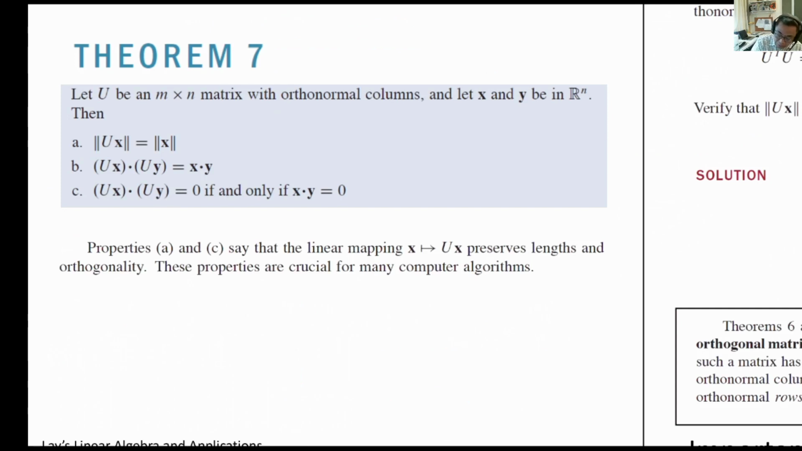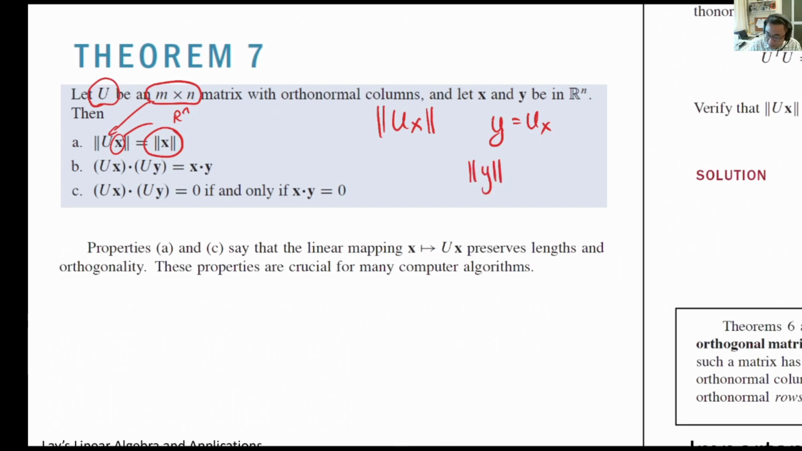Now, an orthogonal matrix has very nice properties. If U is an orthogonal matrix, m by n, and it is multiplied with a vector in Rn, Ux can be viewed as a transformation of x using U. What is surprising is this result. The norm of Ux is equal to the norm of x. For example, if y is equal to Ux, the norm of y is equal to the norm of x when U is an orthogonal matrix. So this property has many interesting applications, especially in computer graphics.